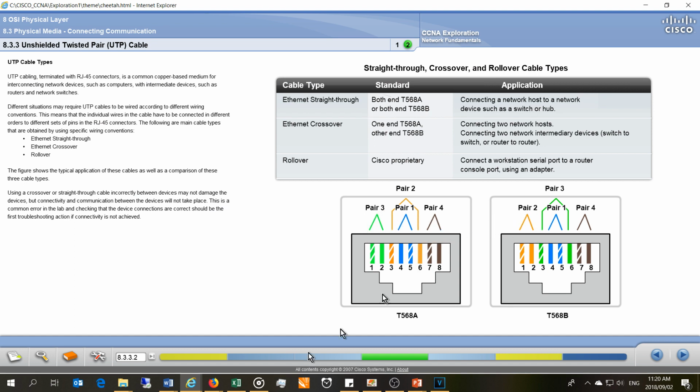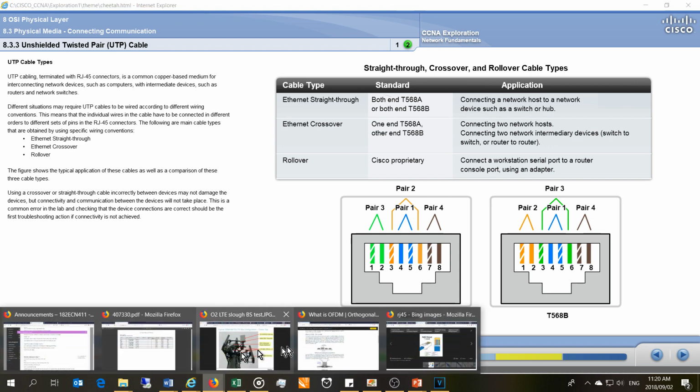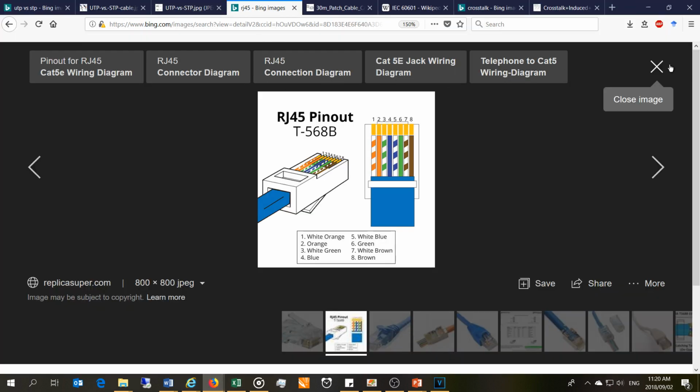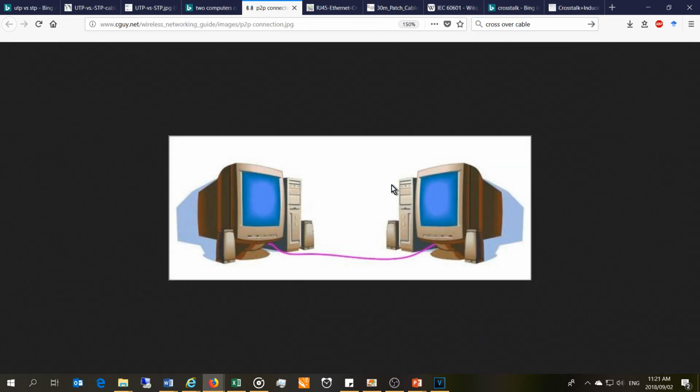2 hosts together, for example, if you would like to connect 2 computers together, 2 like hosts together, when I say like, I mean computer to computer or laptop to laptop, we use something called a crossover cable.